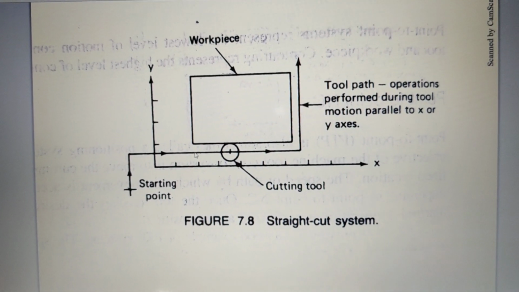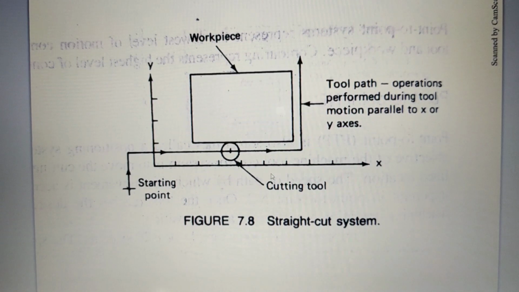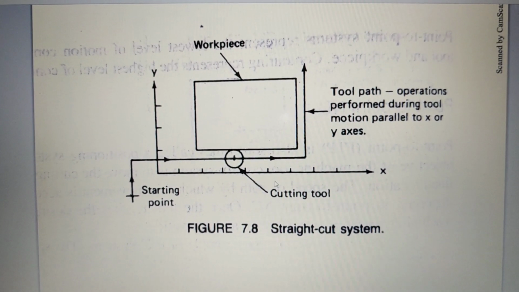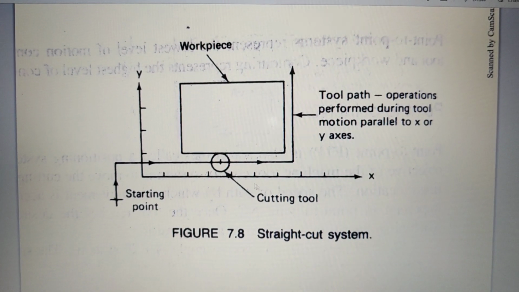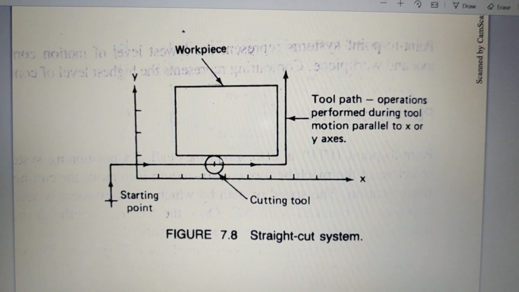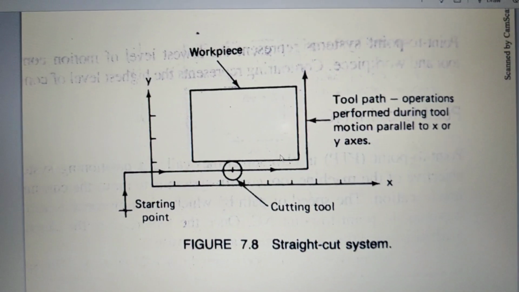the machining. So straight cut NC includes PTP systems also. It includes point to point positioning systems also. Apart from locating the tool, it does the machining operation. It is used for machining only rectangular configurations, for example, milling operations.